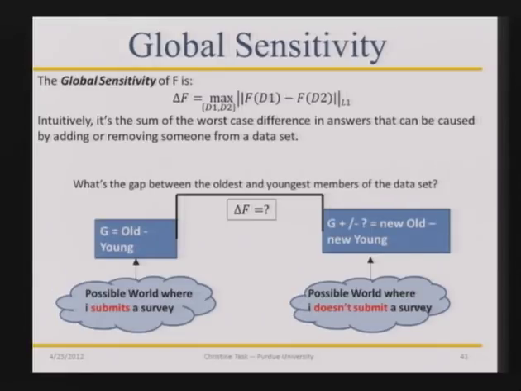What's the gap between the oldest and youngest members of the data set? So if the oldest person is 50 and the youngest person is 13, I'm going to give myself an easy one, 10, then the gap is 40, right? So how does that gap change if I add or remove somebody? We have no idea. Unless we want to start knocking people off at a certain age, 110 and you're done. We don't know. This is not a defined question.